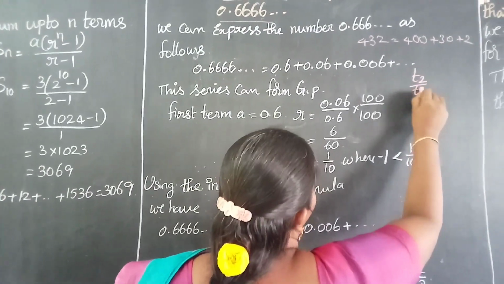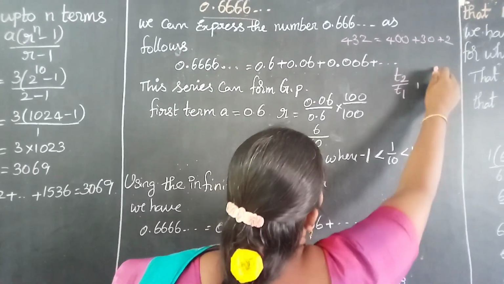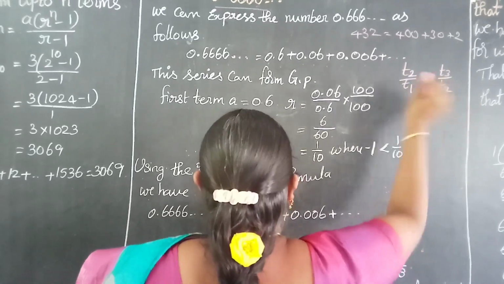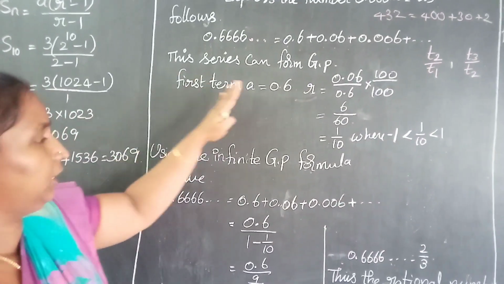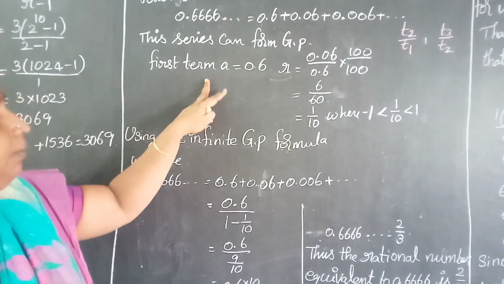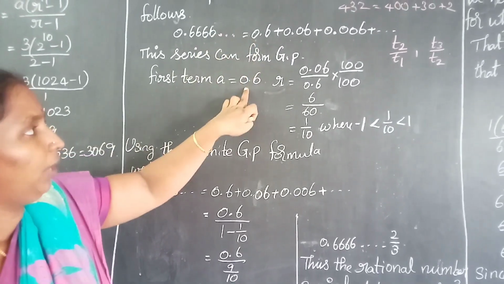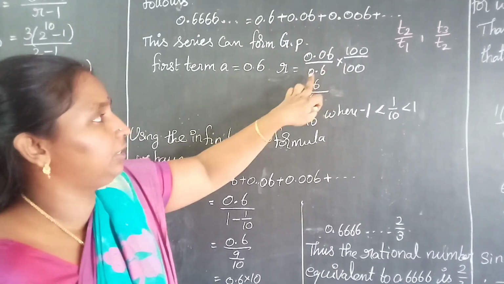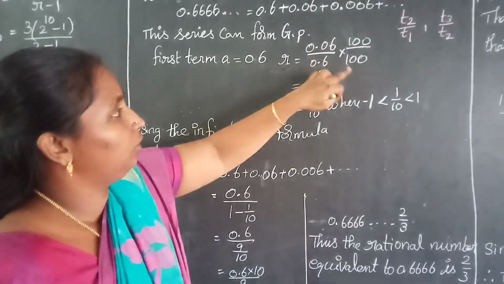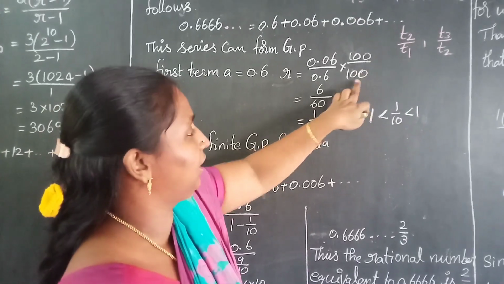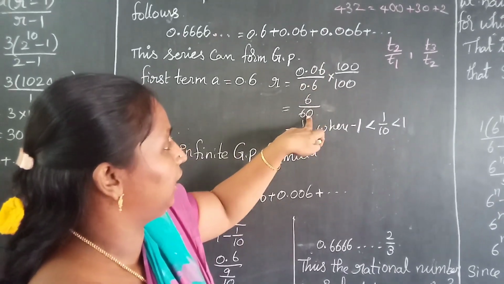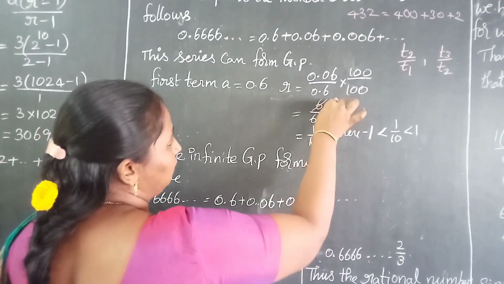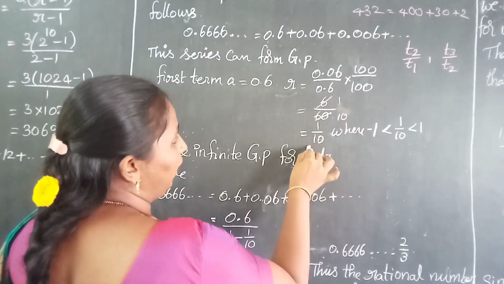Find T2 minus T1, and find T3 divided by T2, and check that both give equal values. So this series forms a GP. First term a is 0.6, and r equals T2 by T1, 0.06 divided by 0.6. To remove the decimal point, multiply and divide by 100. In the denominator we get 60, so we get 6 by 60. 6 ones are 6, 6 tens are 60. We get 1 by 10.